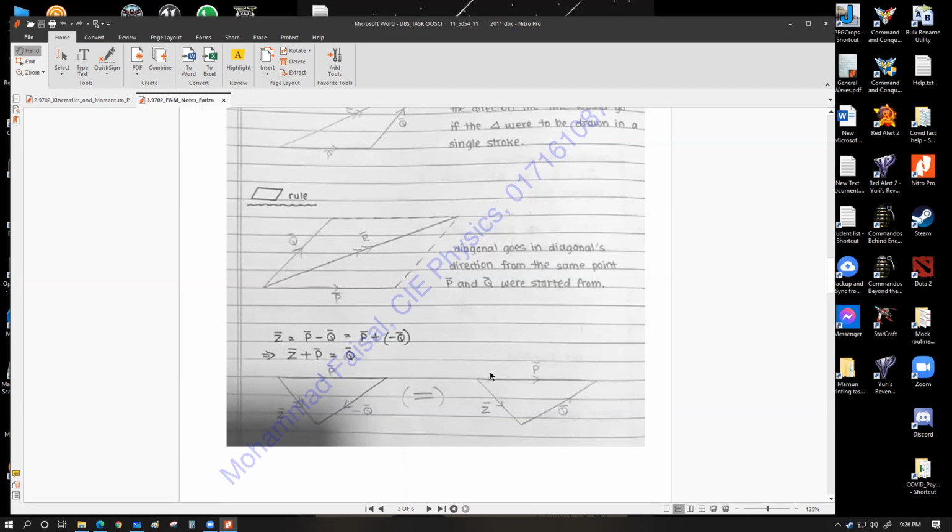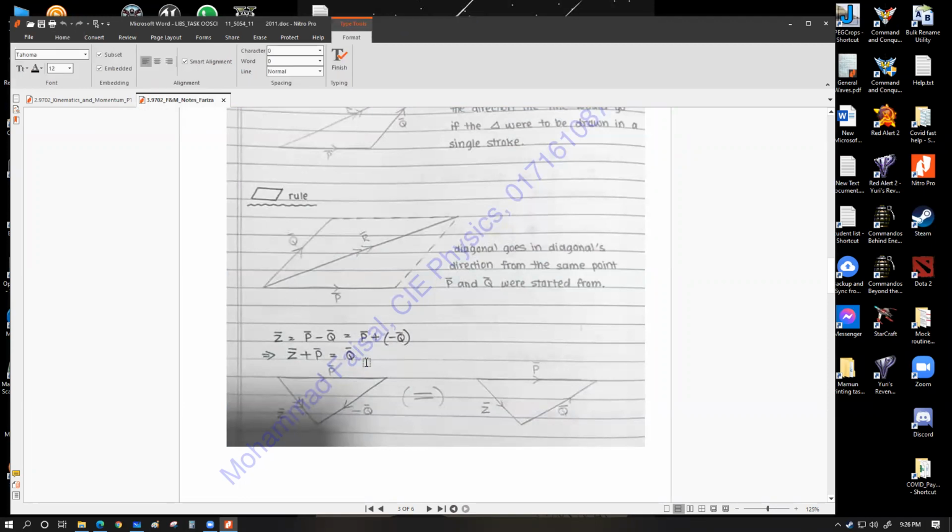What is wrong in here? This should be Z plus Q equals P. The side change was a bit mistaken. How can I edit this? Can I edit this? Sir, Z plus Q to P. Yes, the side change was written wrongly.